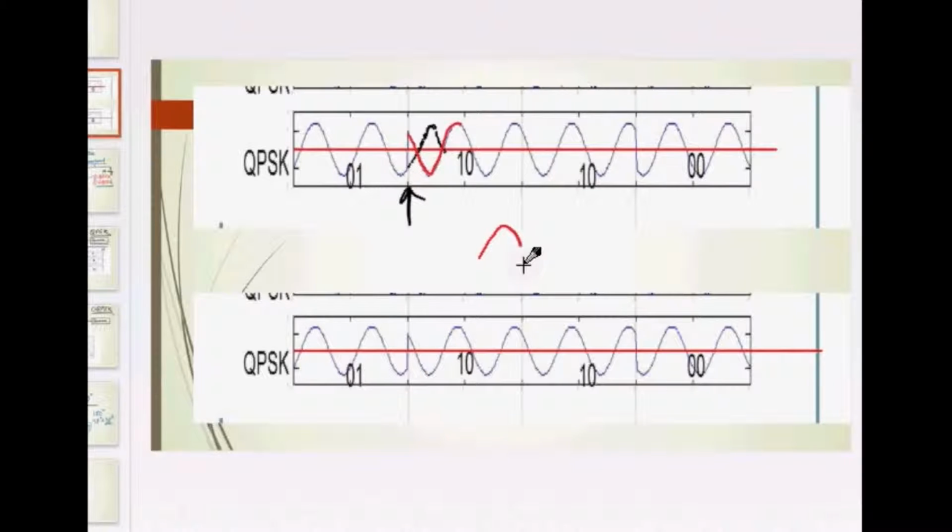Suppose you have a waveform like that, and at this point you have a phase shift like this, another waveform. So at this point you don't have a 180 degree phase shift. This is not a 180 degree phase shift. This is some arbitrary phase shift, maybe 70 degrees, 80 degrees, but this is not 180 degrees. This point you should note.